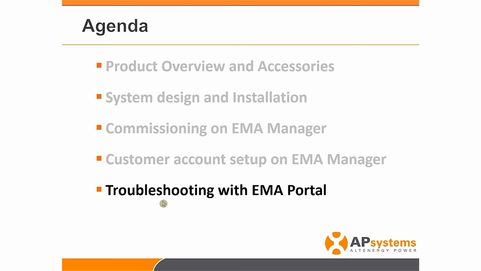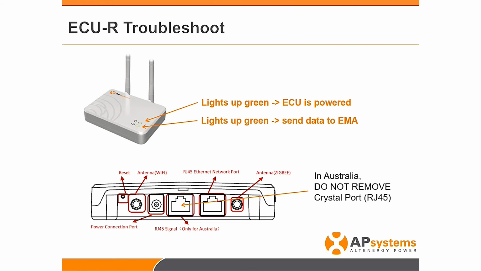So we're going to move into troubleshooting with EMA Portal. I think that's probably going to be the most useful thing for everyone, because after-sales support is important. Just a couple of easy things I can show you first. I think 50% of the times the customers have some kind of issue, it's not really the inverter. It's actually just the communication, and they're not able to see their solar system on the app.